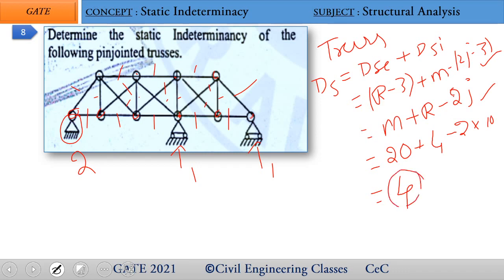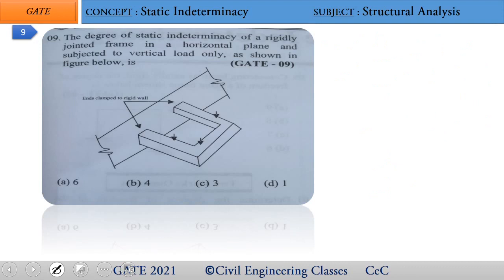Next, see this question. The question is the degree of static indeterminacy of a rigidly jointed frame in a horizontal plane and subject to vertical load only, as shown in the figure. See, the beam is in a horizontal plane but the loading is vertical. So there are 2 planes mixed. In this case, the given beam is a space beam.